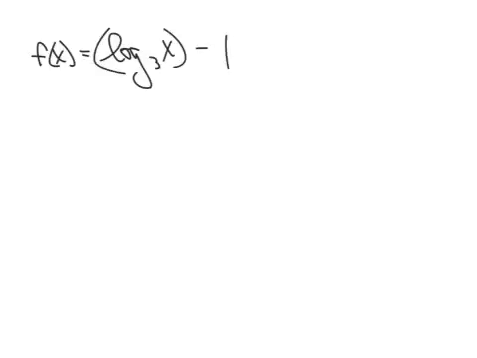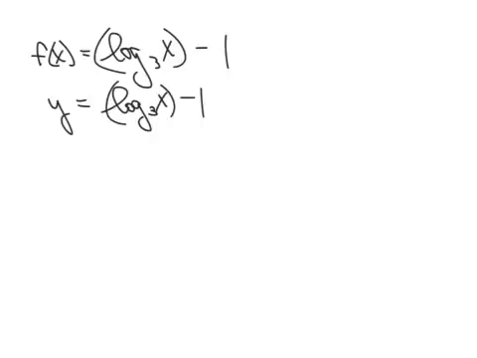So for the B portion of example 3, we have f of x equals log with a base 3 of x, and then we're taking 1 away from it. So it's a little bit different than example A. So we can write this then as y equals log base 3 of x minus 1, like that.